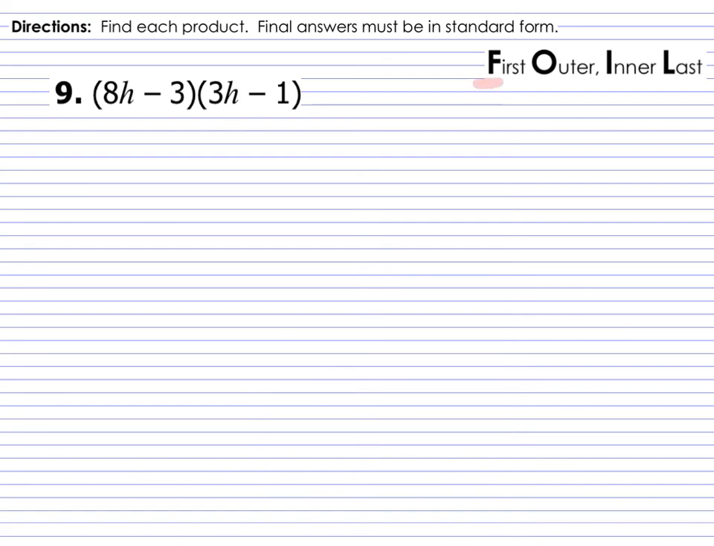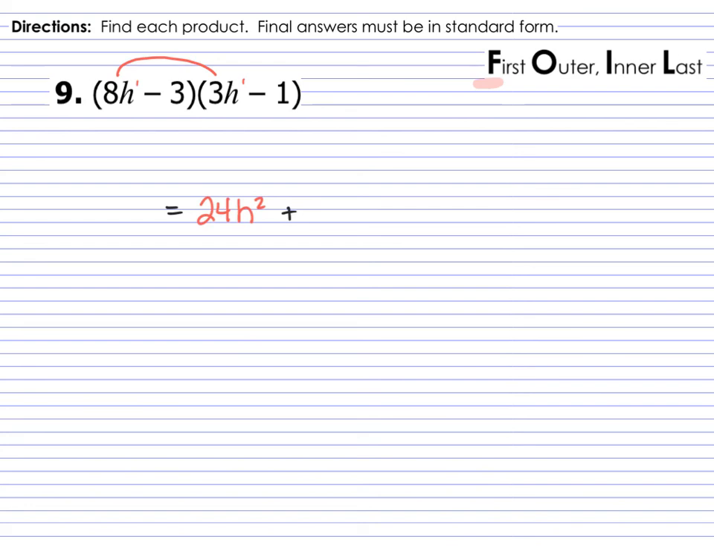All right, so last time through, we're going to start with the F for first. So we're going to have the first terms are the 8h and the 3h. 8 times 3 is 24, and h squared. So we multiply the 8 times the 3, and then the h times the h to give us the h squared.